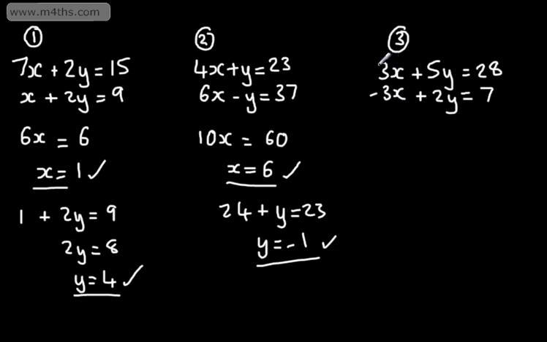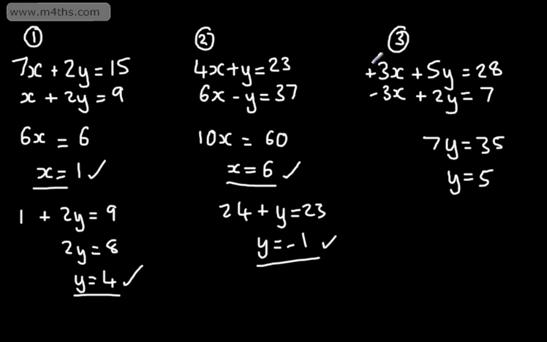Finally, let's look at this one just here. We've got plus 3x plus 5y is equal to 28 and negative 3x, or minus 3x, plus 2y is equal to 7. We can see now that the x's are the same, but the signs are different. We've got a plus and we've got a minus. So what we're going to do is add these two equations together. Plus 3x minus 3x will give us 0. 5y plus the 2y gives us 7y. 28 plus the 7 gives us 35. 7y is 35. Dividing both sides of the equation by 7, y is equal to 5.